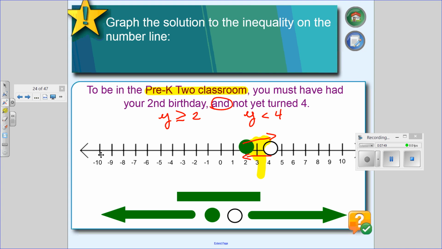Perfect. All right, so anywhere between 2.0 and 3.99 are the ages that you could be to be in the pre-K 2 classroom, right? So if you want to write that, that gives you a little more insight. y's value must be greater than or equal to 2.0 all the way up to 3.9 repeating. That is where you will find the value of y. Obviously 1.9 would be way too young. 4.0 would be too old.